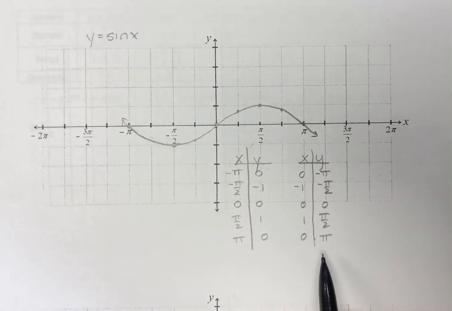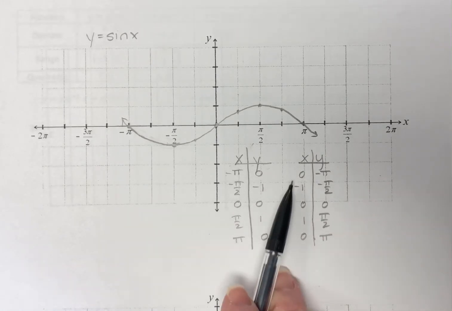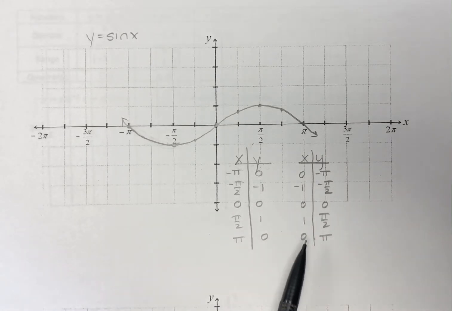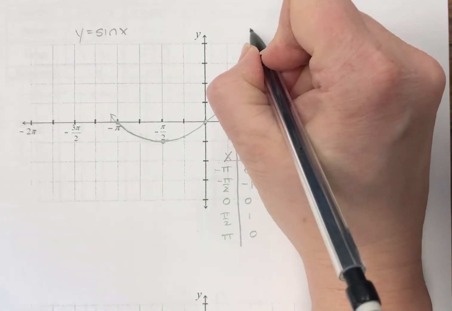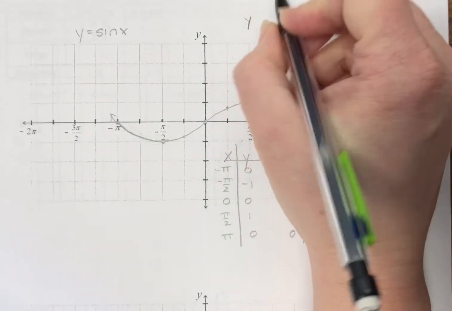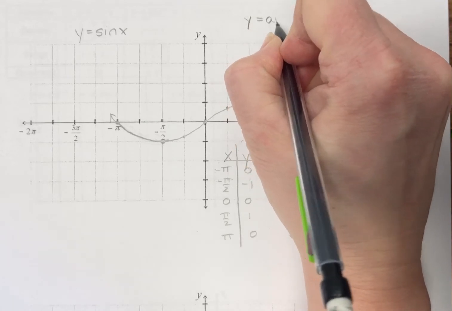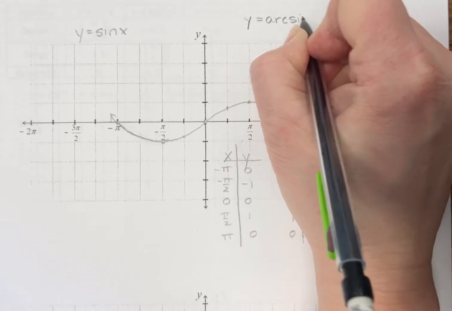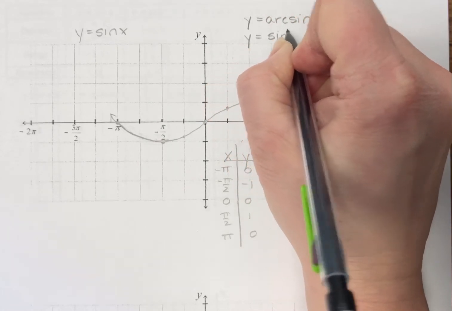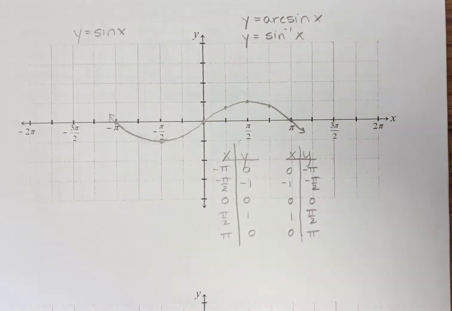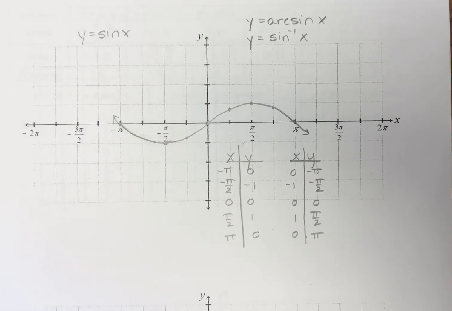we have our 5 ordered pairs. Now the problem is this is not a function. So we previously talked about the inverse trig functions, and for sine, you have 2 choices. You can write the arc sine, or you can write the inverse sine. They both mean the same thing. They're both interchangeable. You can do it either way. It does not matter.